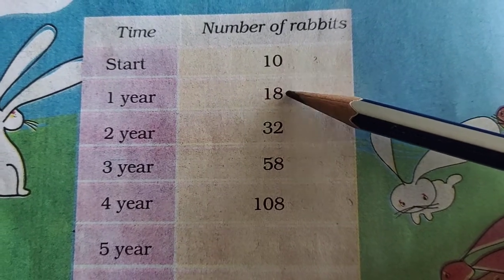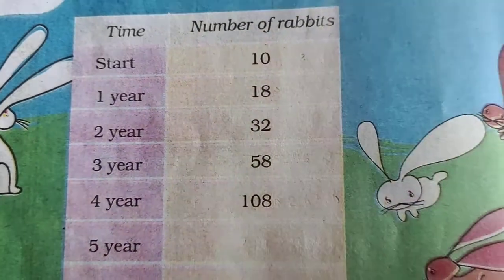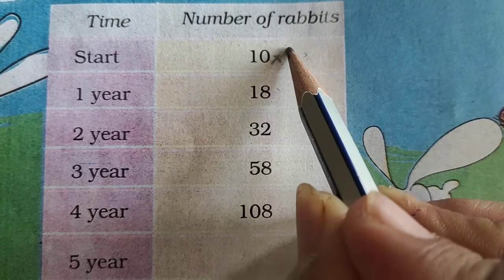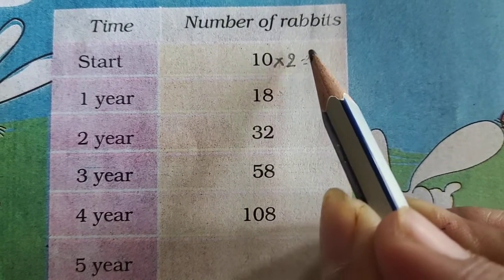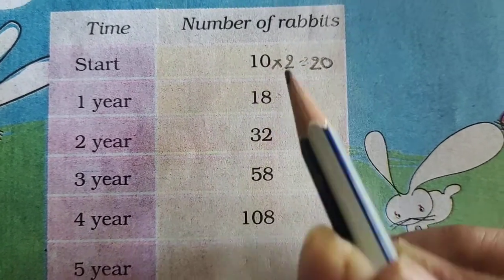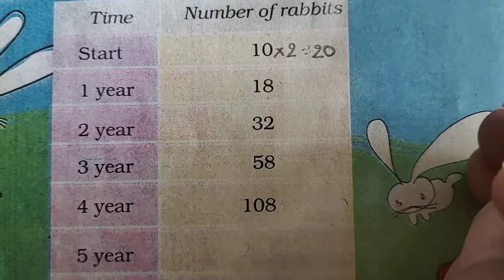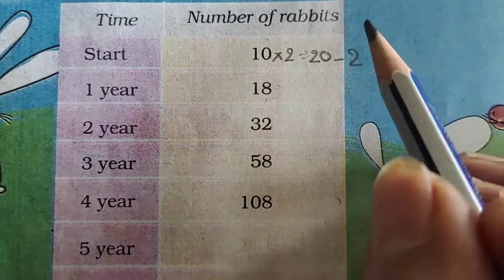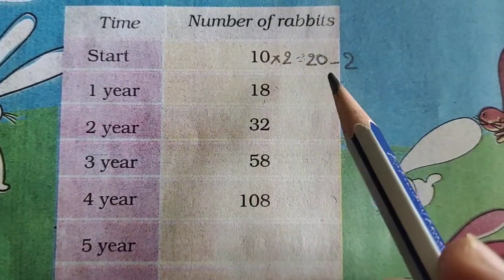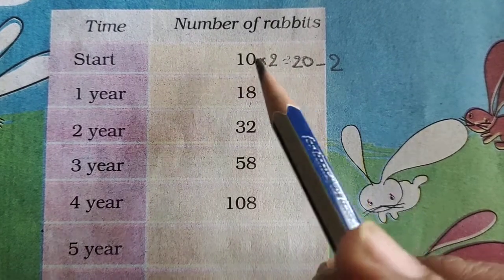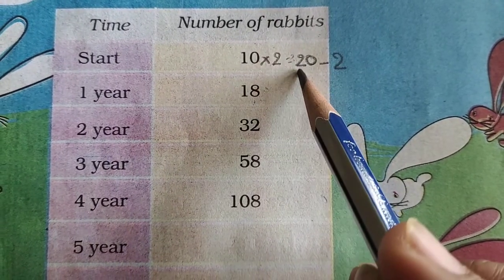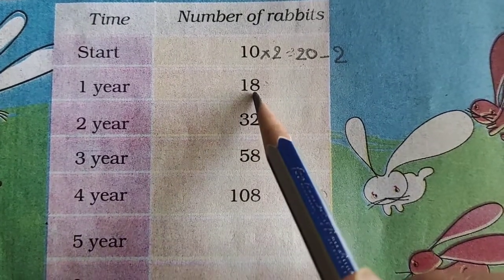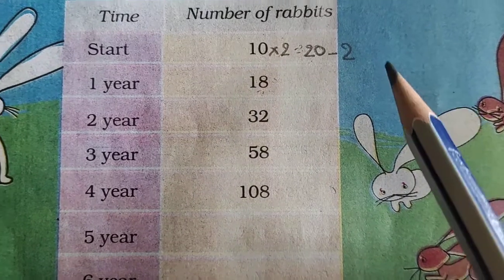It is less than its double. So first of all, let us double it. 10 multiplied by 2, double. What did we get? 20. And 18 is how much less than 20? 18 is 2 less than 20. So I will subtract 2, then we will get 18. Just see the pattern, okay, students? Multiplying 10 by 2, we get 20, and subtracting 2 from that, I got 18. This is the number of rabbits of the first year.